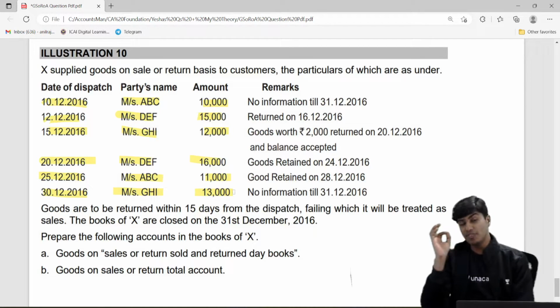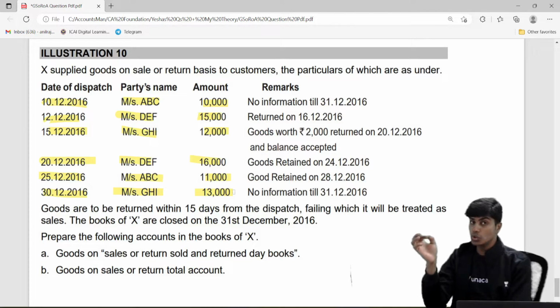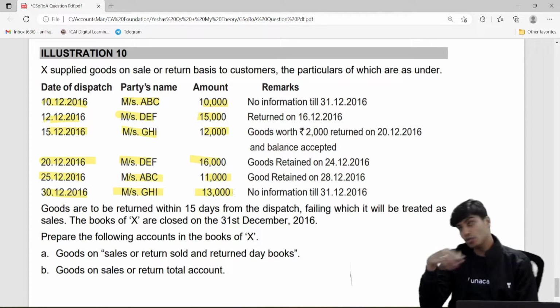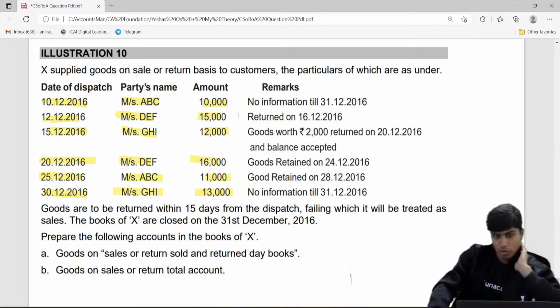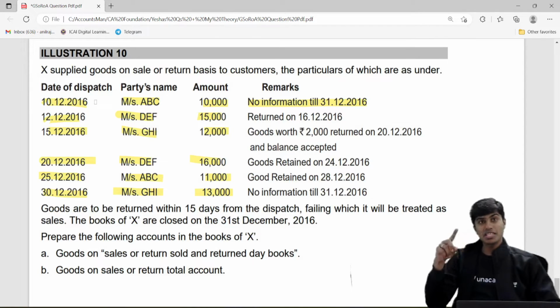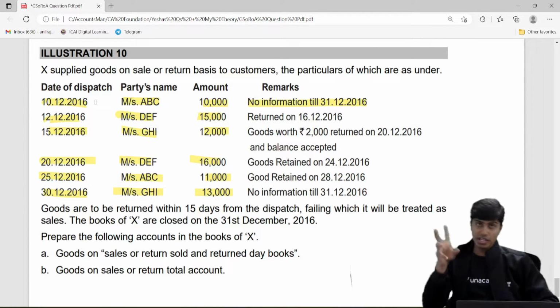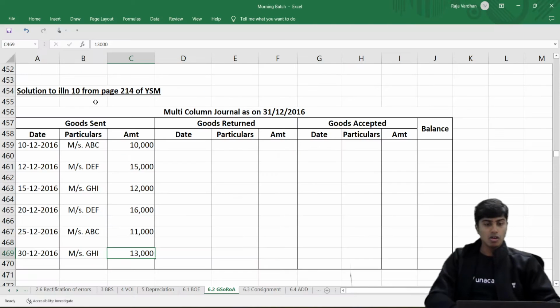Okay, within 15 days of dispatch, these goods have to be returned. If not, on the 16th day it will be assumed as sale. Now let's see. No information is available till 31st of December. The goods have been dispatched on 10th. The time is given for 15 days after 10th, that is till 25th. On 26th, it will be recorded as accepted.